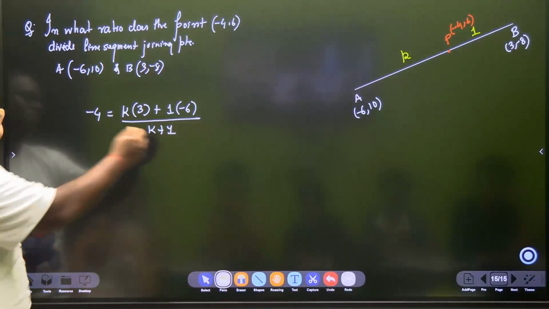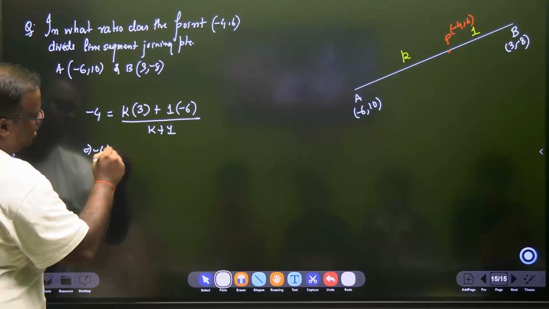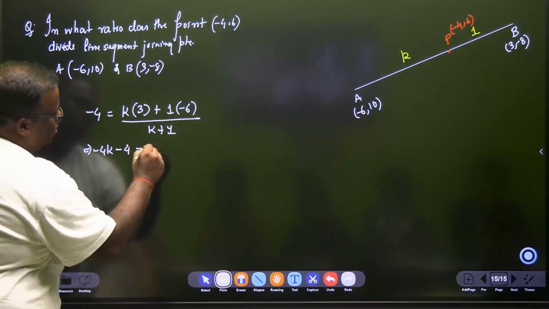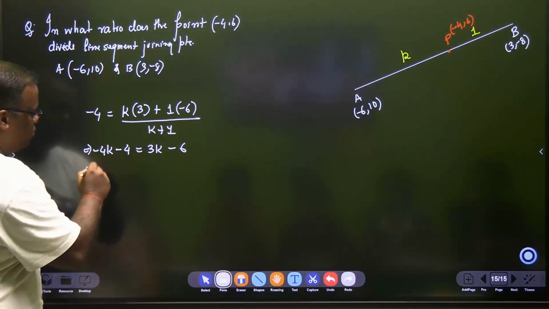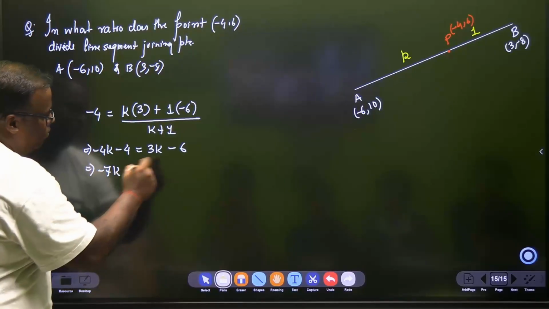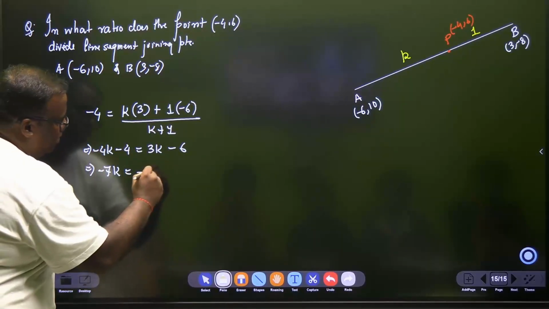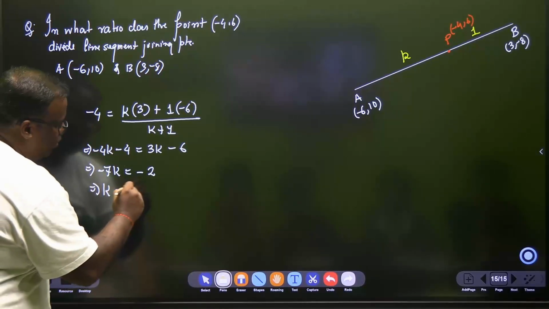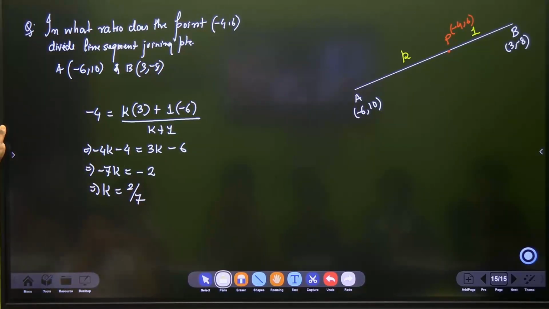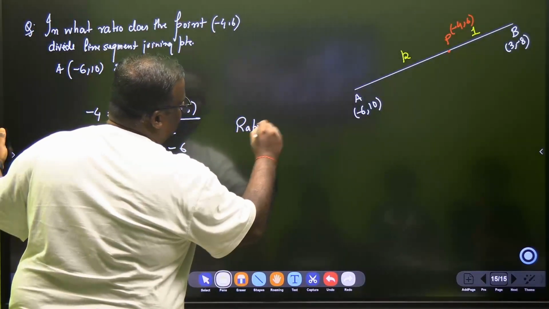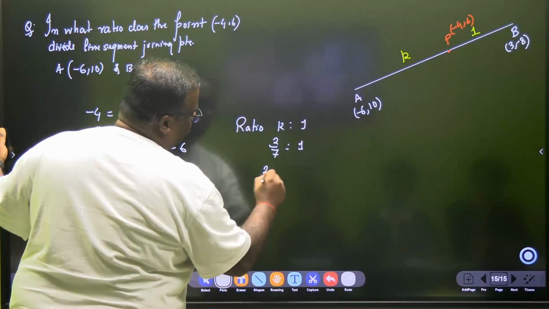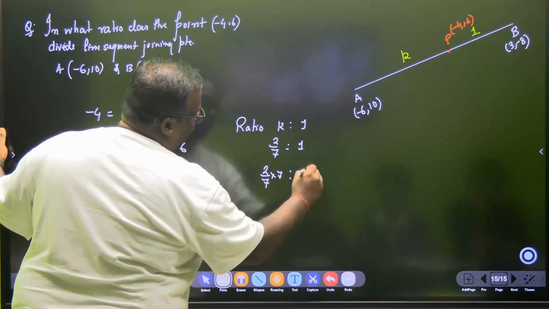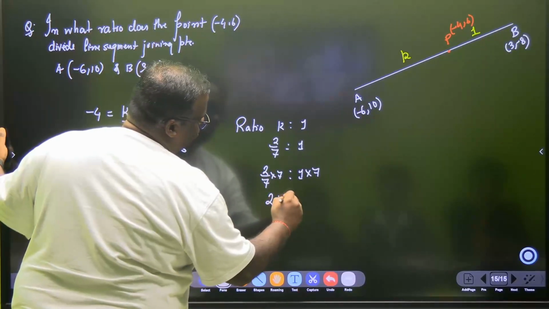Let's solve this. -4 into k gives me -4k. Then -4k is equal to 3k - 6. Agreed? -4k minus 3k gives me how much? -7k, which is equal to -6 plus 4, that is -2. Can I say k's value is equal to 2/7? I have to finally tell my ratio. Ratio is k is to 1, 2/7 is to 1. Multiply 2/7 by 7, and 1 also by 7, so what is it? 2:7. The answer has come out already.